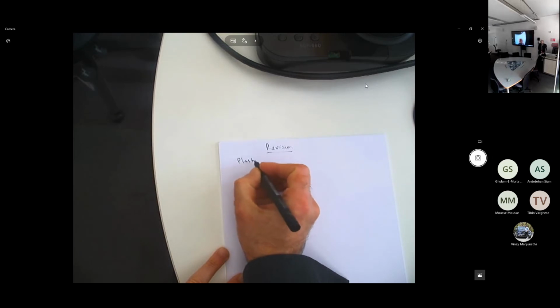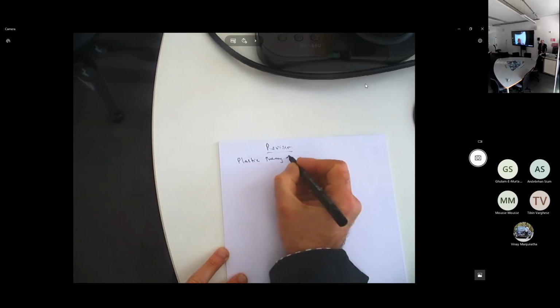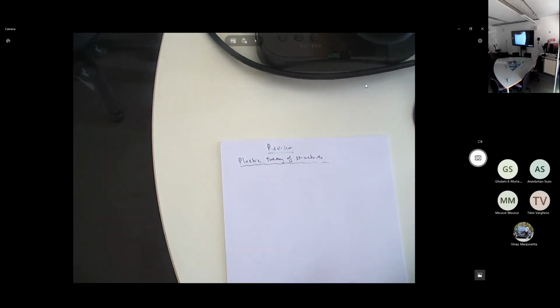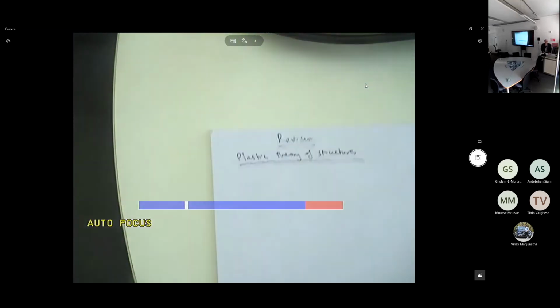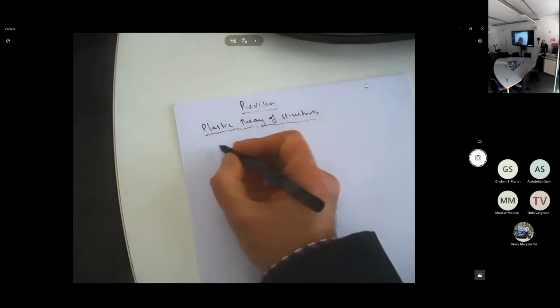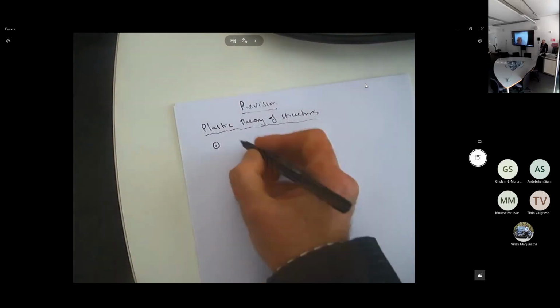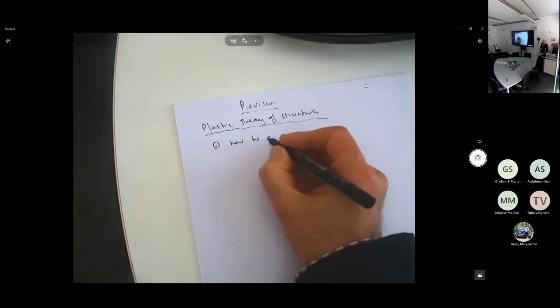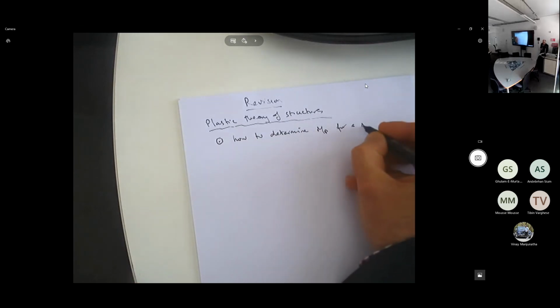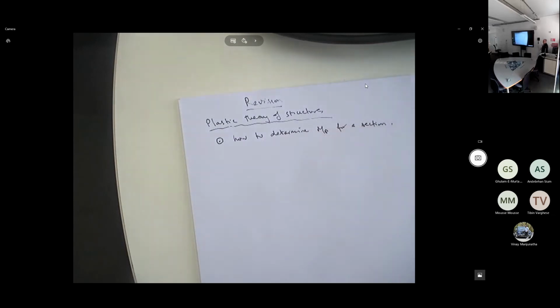We started with the plastic theory of structures. The first thing that we did was to define what the problem is, the assumptions and so on. And one of the things that we did first was to learn how to determine MP for a section. This is the first thing that you need to know for your exam: how do you determine the plastic moment for a given shape.